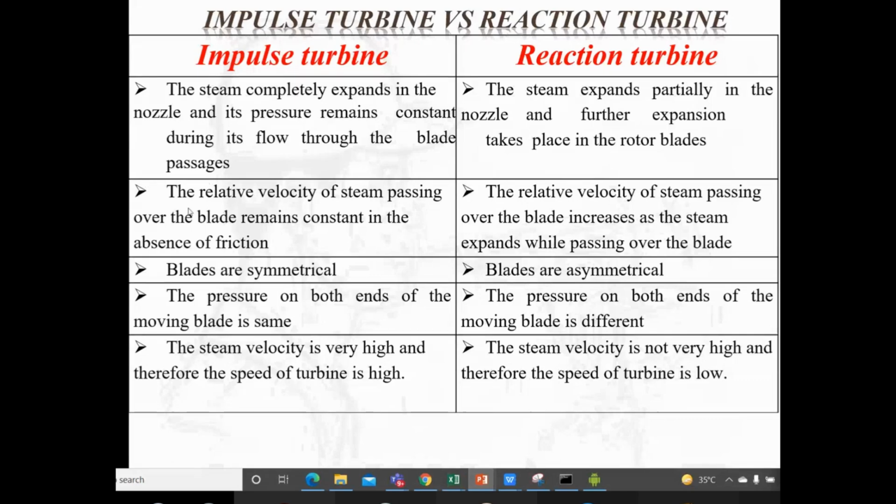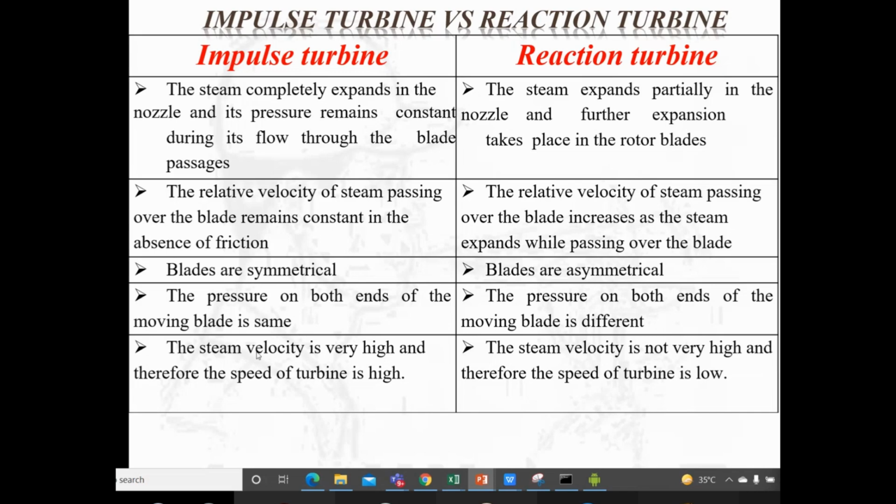In the impulse turbine, the relative velocity of steam passing over the blade remains constant in the absence of friction, and in the reaction turbine the relative velocity of steam passing over the blade increases as the steam expands while passing over the blade. In the impulse turbine, blades are symmetrical. In the reaction turbine, blades are asymmetrical. The pressure on both ends of the moving blade is the same in the impulse turbine, as we see from the graph as well, and in the reaction turbine the pressure on both ends of the moving blade is different.